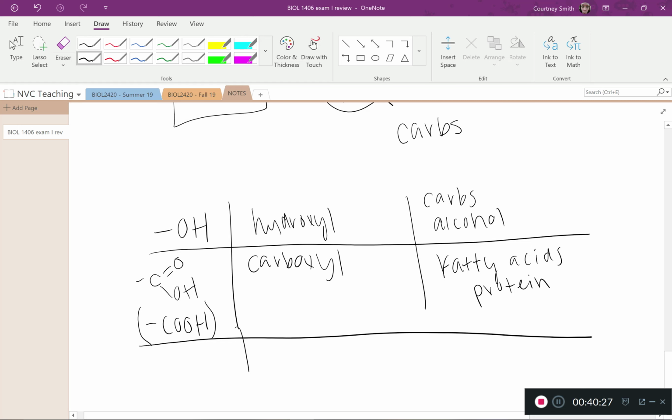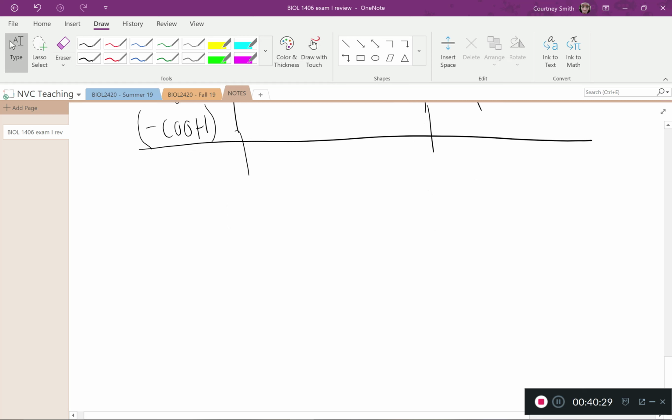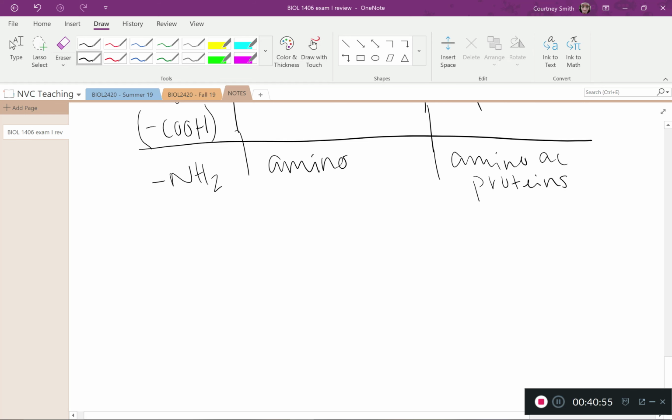Okay, next we are going to talk about aminos. So amino is a nitrogen with two hydrogens, and these guys are primarily found in proteins or amino acids. So same thing. Amino acids is the monomer of proteins.